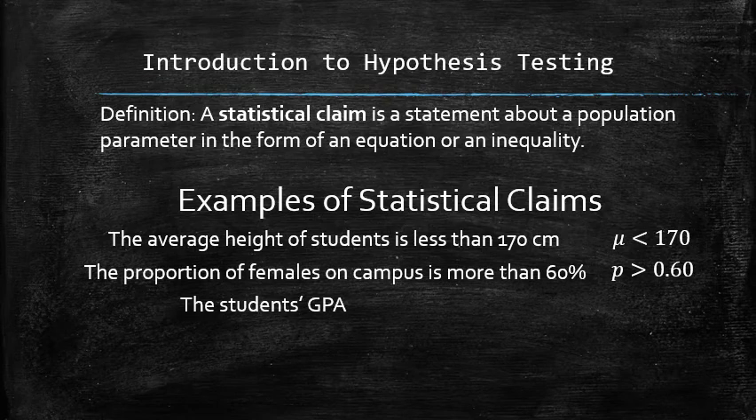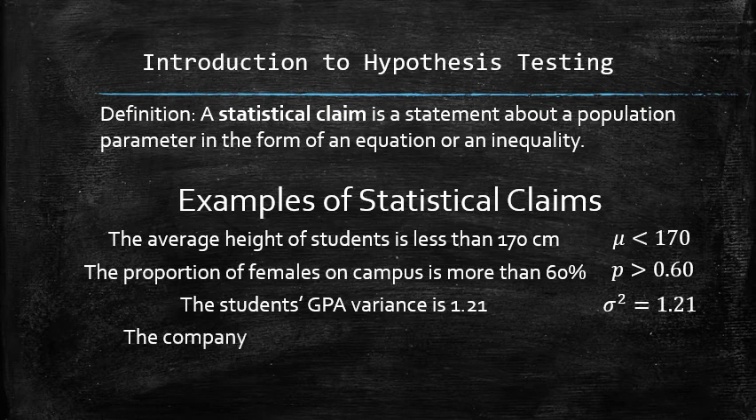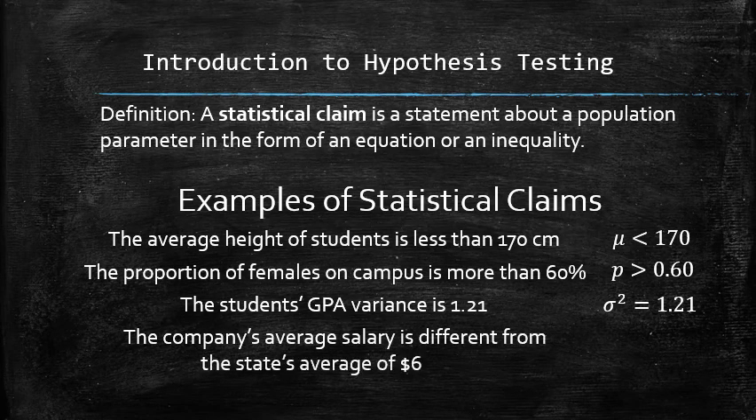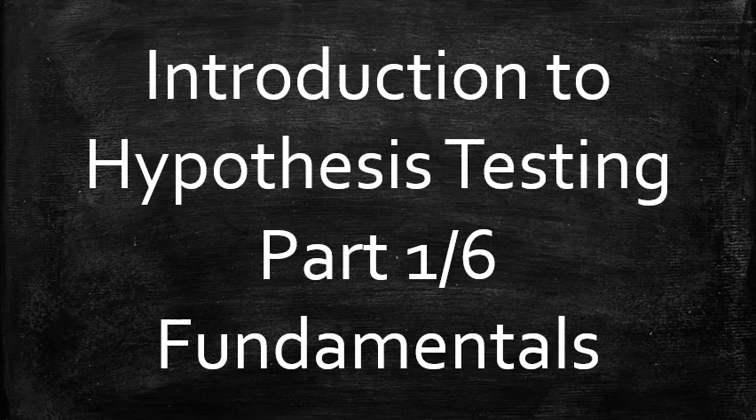The student's GPA variance is 1.21, is a statistical claim about the population variance, and it can be expressed symbolically as sigma squared is equal to 1.21. The company's average salary is different from the state's average of 67,565 is a statistical claim about the population mean, and it can be expressed symbolically as mu is not equal to 67,565. Soon, we will develop a formal procedure to test statistical claims.